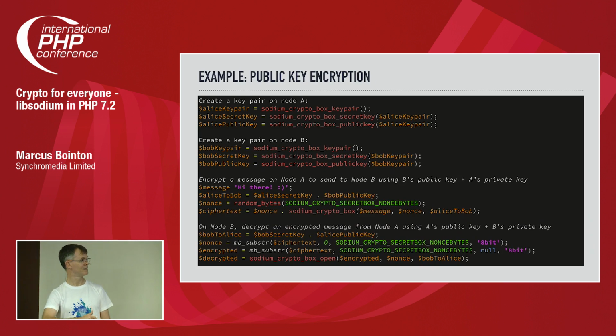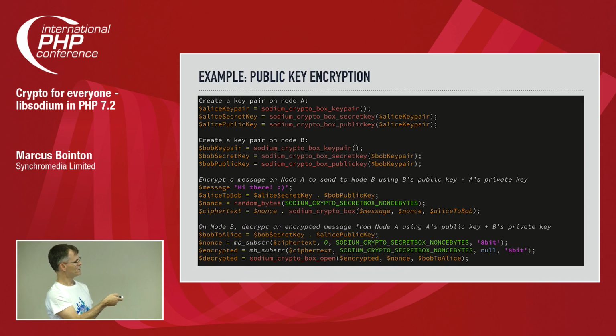How do we actually do it? Well, it's slightly more involved than using secret key encryption. But fundamentally, on each end, we imagine we have two nodes, A and B. On each side, we do the same thing. We make a key pair, and we extract the secret key and the public key from the pair on each side. And then we want node A to send a message to node B using B's public key and A's private key.